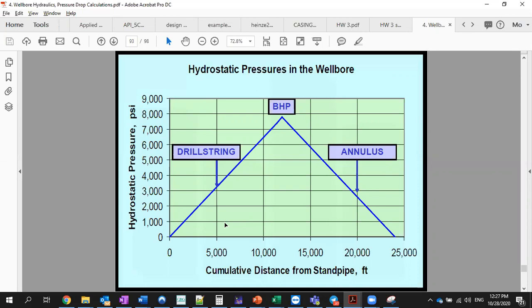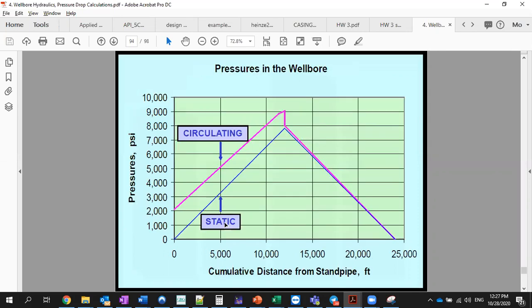All right, so any questions here? All right. So next one, which you had a question about, right? Now, this is static, right? Because there is no fluid movement. This blue one is static. It means that that's the hydrostatic pressure change, right?